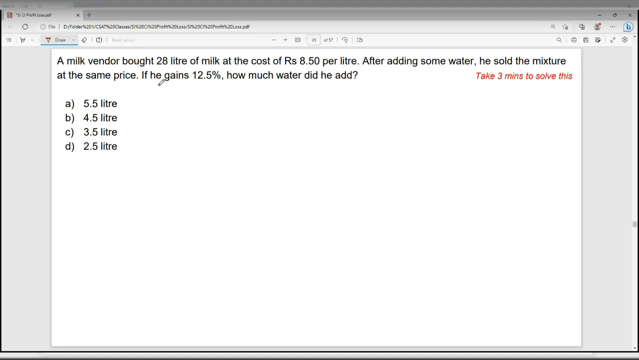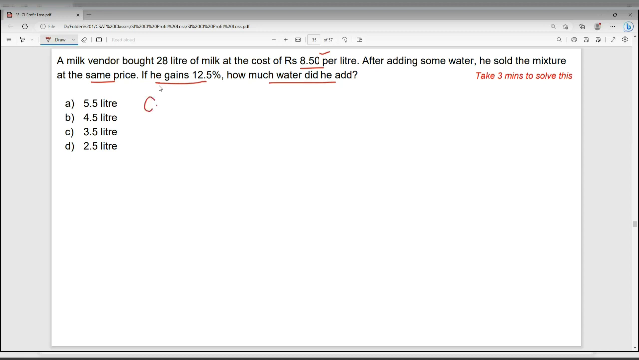A milk vendor bought 28 liters of milk at the cost of 8.5 per liter. After adding some water, he sold the mixture at the same price. Same price means at the same 8.5 per liter. If he gains 12.5%, how much water did he add? So this guy is buying 28 liters of milk at 8.5 per liter, and then adding some water. He's cheating, and then he's selling the mixture at the same price, that is 8.5, and after that he's gaining 12.5% profit. They're asking how much water did he add.